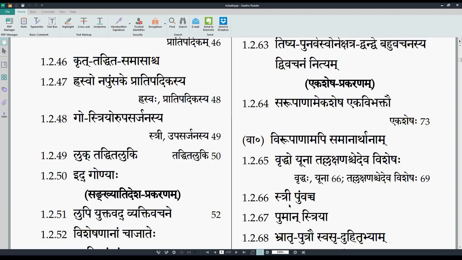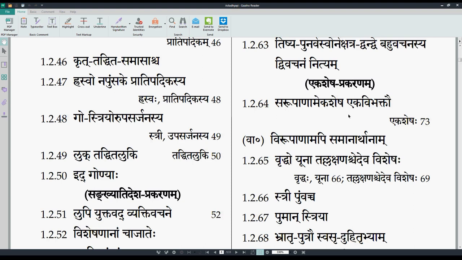There may be other rules about Stri and Pumvat, but I am just giving a section, the Ekashesha Prakarana. The examples we have seen with Samasa: Mata and Pita put together give Itaretara Dvandva. Similarly Shiva Parvati, Rama Lakshmana. There the vachana changes based on the number of elements in the compound.